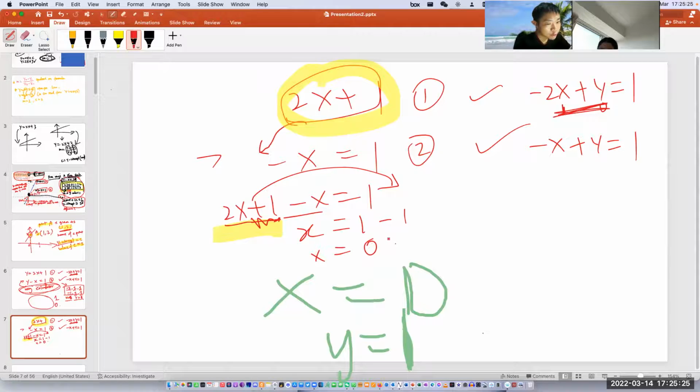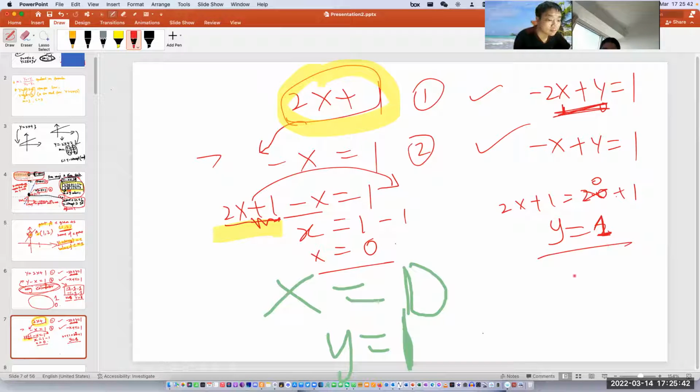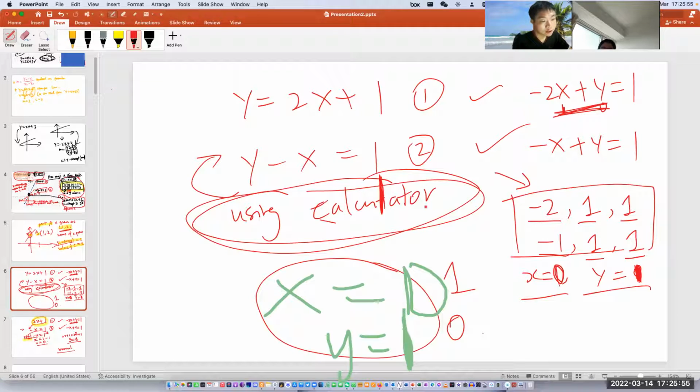So when x is equal to 0, you put it back in. 2x plus 1, 2 times 0 plus 1 is 1, because this is 0. Okay, so y is equal to 1. x equal to 0, y is equal to 1. So this is the manual method. You learn this from someone else. So both ways: calculator is very fast, x equal to 0, y equal to 1 after keying in all this.